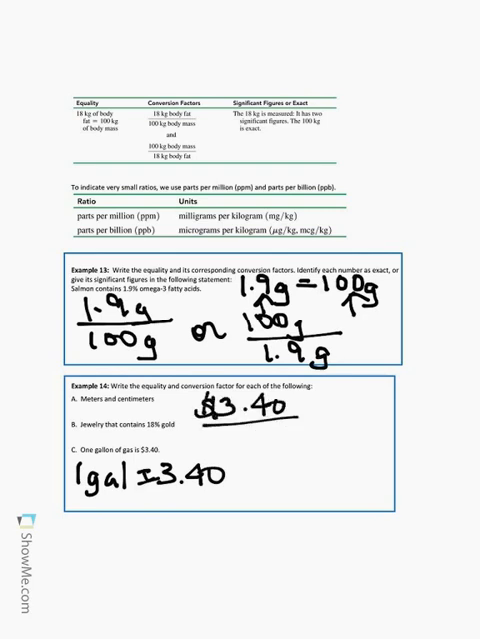Let's look at the final example. The final example says that 1 gallon of gas is $3.40. We do this in our everyday lives, right? 1 gallon equals $3.40. The conversion factor is $3.40 per 1 gallon, or 1 gallon costs $3.40.